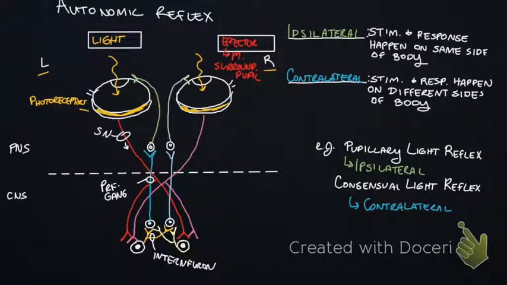So let me ask you, what if you just stimulated the right side, your right eye? The light still travels to both sides and will constrict both pupils. This is what we consider a consensual light reflex, called contralateral, which is the opposite eye. And it creates this consensual pupillary reflex.